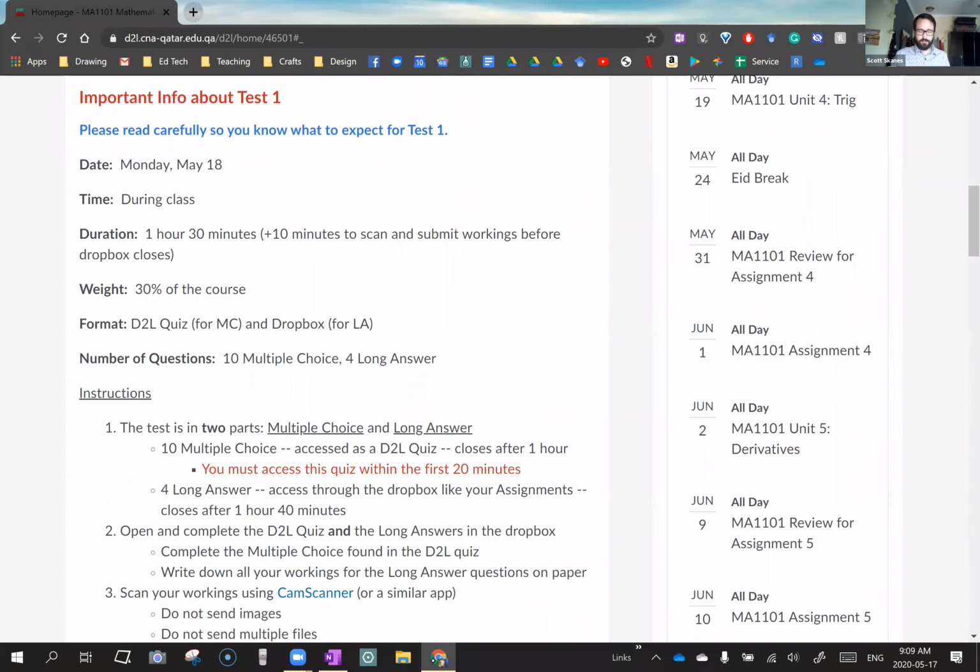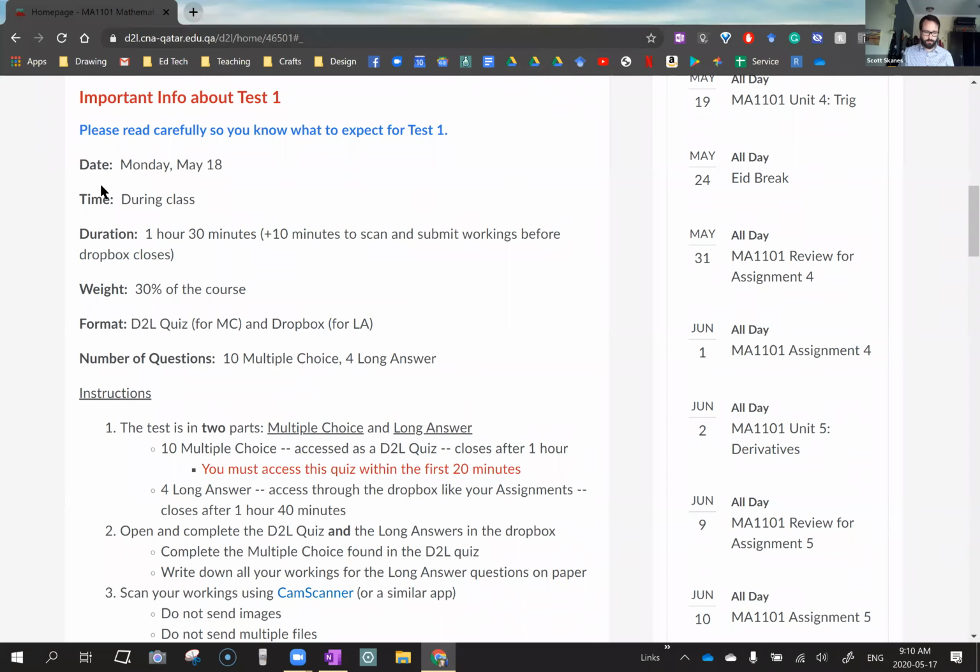The test itself is, of course, tomorrow. It says the time is during class. The duration is 1 hour and 30 minutes, plus 10 minutes to scan and submit. So really the duration is 1 hour, 40 minutes. The Dropbox closes after 1 hour and 40 minutes. I'm not providing extensions, okay? Some of you got lucky and got a little extra time at the end just to fix some Dropbox stuff. That's not going to happen for the test. It's just weighted too much. It needs to be locked down heavily, so you need to manage your time. What I will say is that the format here is in 2 forms.